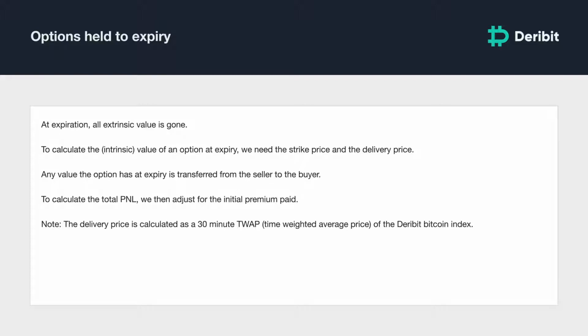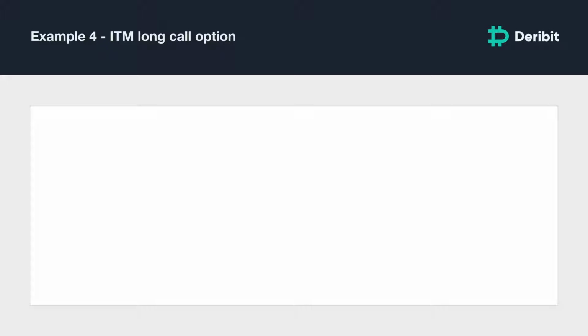The delivery price, i.e. the price which is used to calculate an option's value when it expires, is calculated as a 30-minute TWAP, or time-weighted average price of the Deribit Bitcoin Index. Let's go through a few examples of options at expiry. First, an ITM or in-the-money long call option.